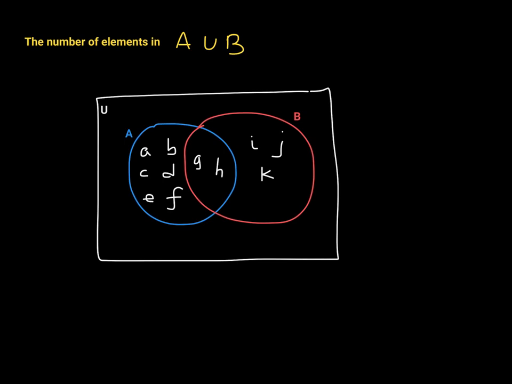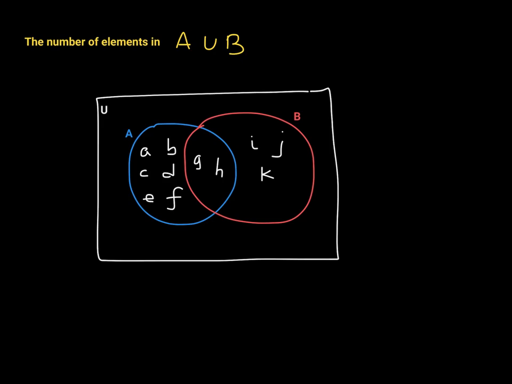Okay, now that we're really familiar with intersection and union, we now want to determine the number of elements in the union of two sets. So let's say set A has 8 elements. Set B has 5 elements. And the intersection of the two sets has 2 elements. Okay? There's 2 in the intersection. The question would be, how many elements are in A union B?